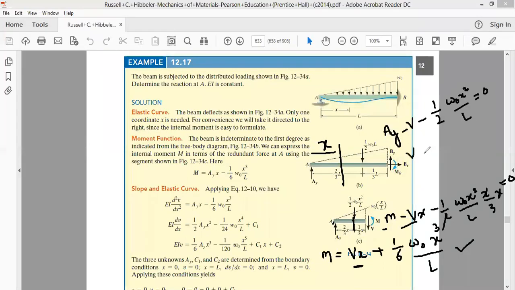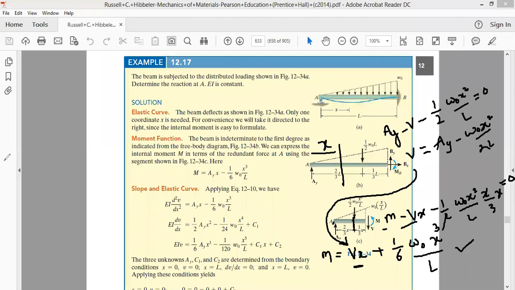Therefore, V will become equal to Ay minus w naught x square by 12. Okay, this is the value of our V. We'll substitute this value of V here in this equation to get the value of M.